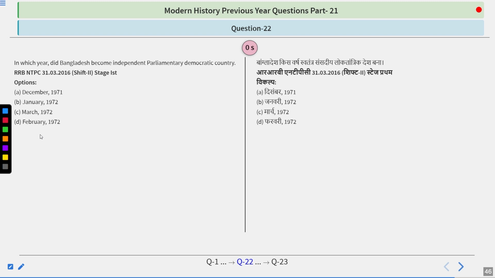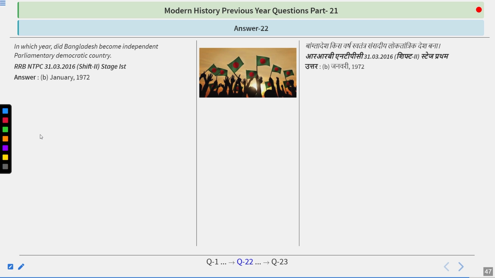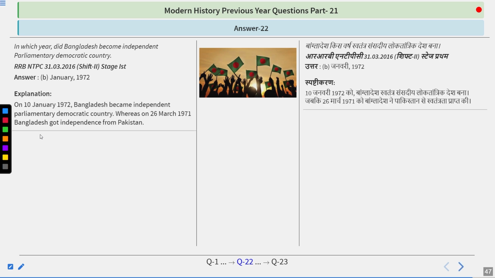And I guess once again the answer you are looking for is quite right, because the answer is January 1972. So on 10 January 1972, Bangladesh became independent parliamentary democratic country, whereas on 26 March 1971, Bangladesh got independence from Pakistan, or we can say that they declared independence under the leadership of Sheikh Mujibur Rahman.